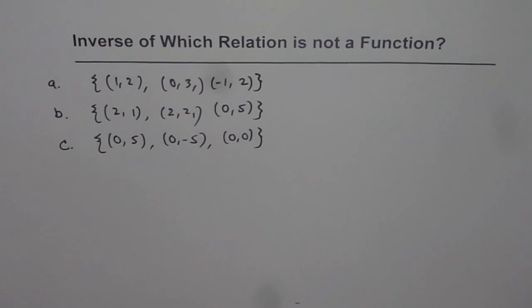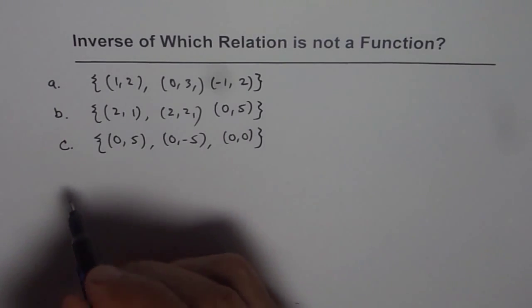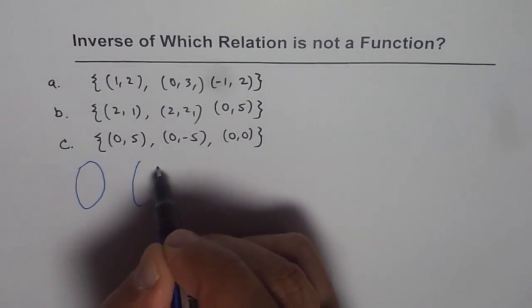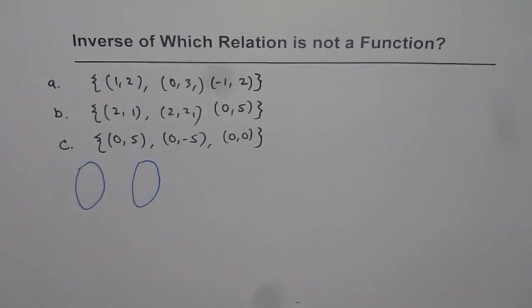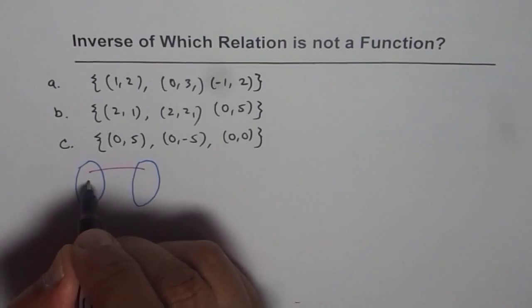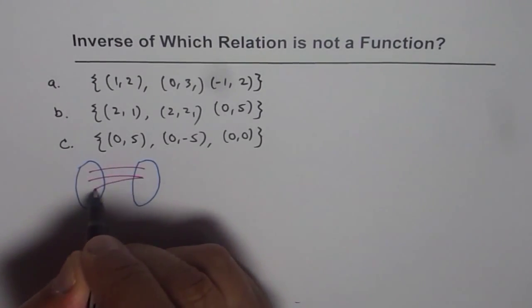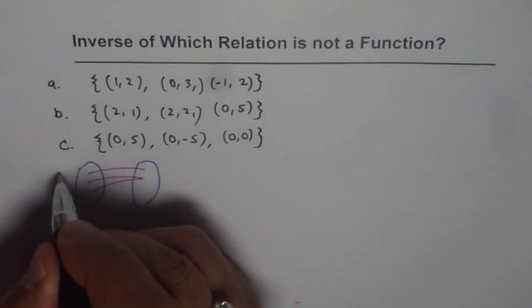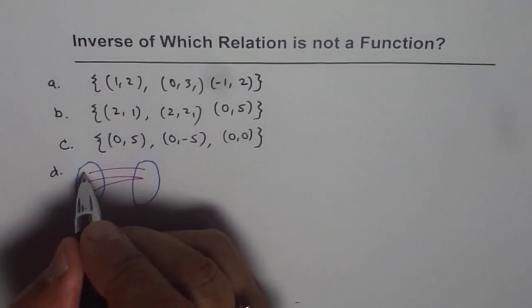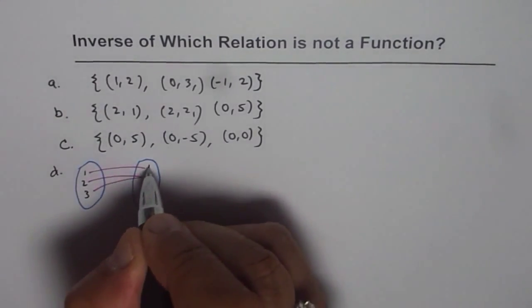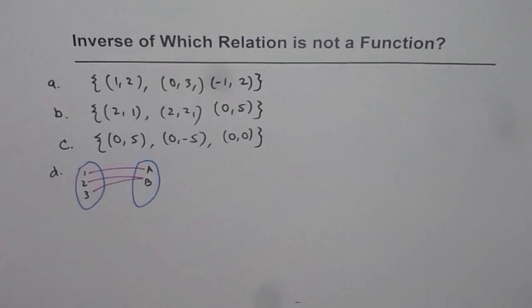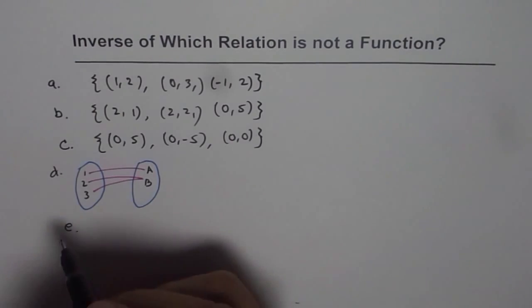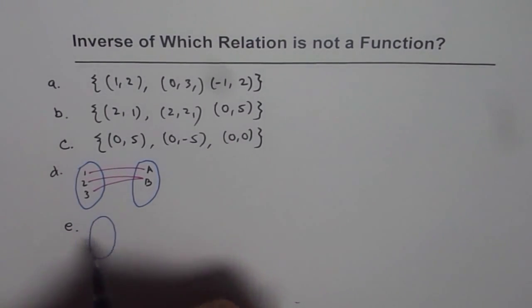Now let me give you a few mapping diagrams. So here is one. You have to find the inverse of these before writing down the answer. So let's say that is how they're linked. Okay, that's good enough. And this is your option D. Let me write 1, 2, 3, and here I'll just write A and B.